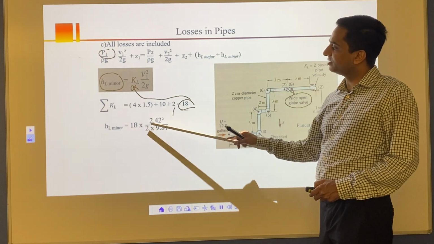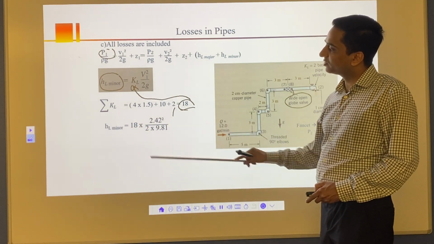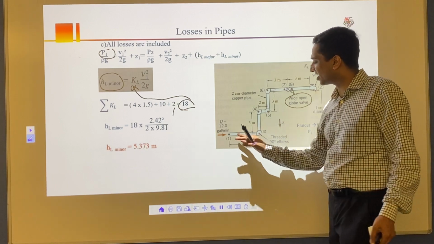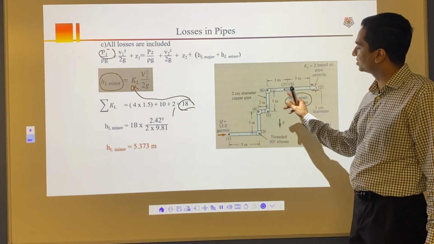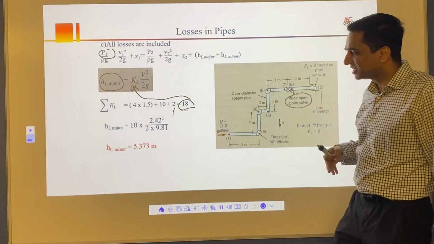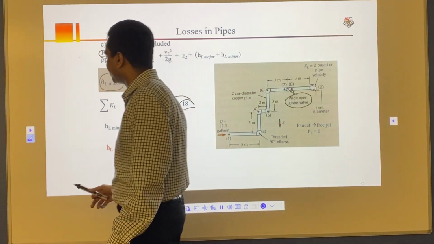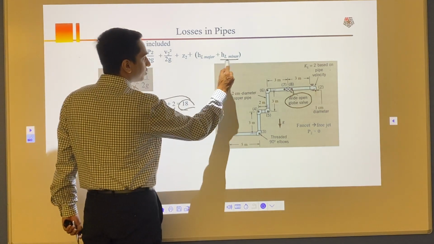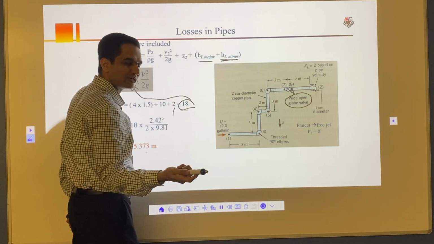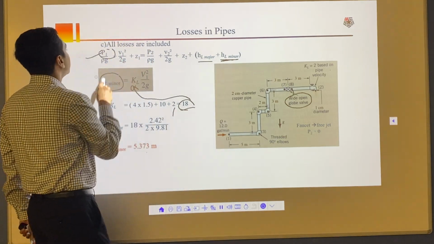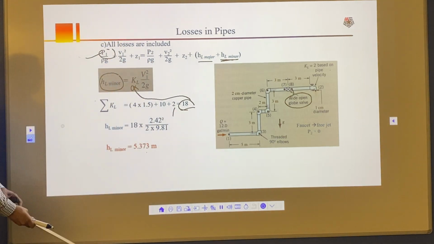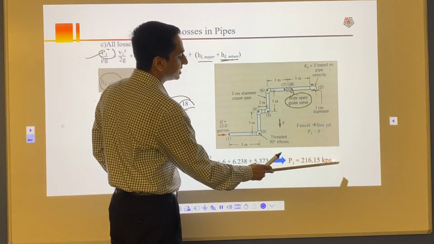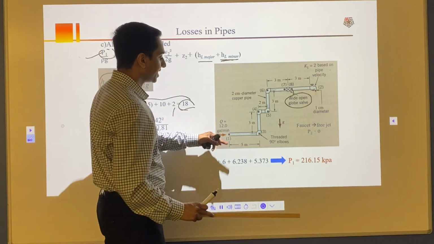HL minor is 18 times 2.42 over 2 times 9.81, and if you do this calculation, HL minor is quite high, 5.2 meters. The reason is that we have so many kinetic energy losses here. So HL minor is quite high here, 5.3 meters. Once you have 5.3 meters, you take that value and put it in here. You have HL major already 6.2 meters. You calculate it, and then you calculate P1. So here, if you do that, your value should come around 216 kilopascals. That's the pressure you will get at this point.